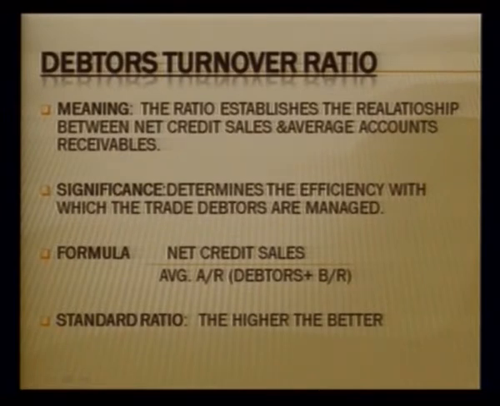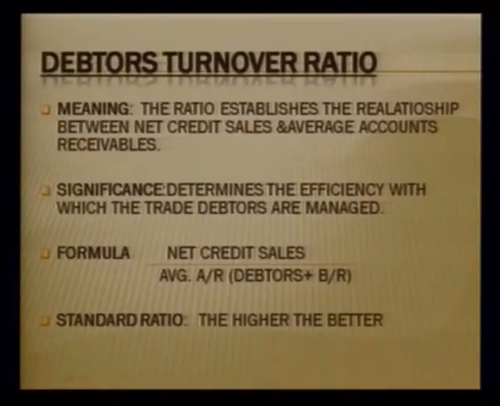Now, what exactly are debtors? Debtors are those from whom the business is owed money. That means you have sold goods on credit to them and they owe you your money back. So, how much time does it take to convert these debtors into cash? This is what we are trying to analyze by computing the debtors turnover ratio. So, the ratio establishes the relationship between the credit sales, that means the sales that you have made on credit, and the average accounts receivable.